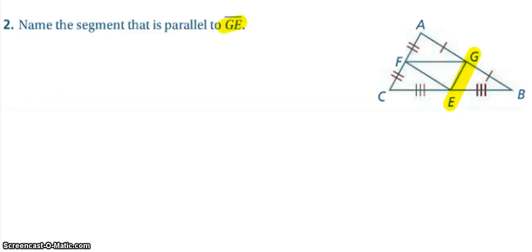So now we want to figure out what segment is parallel to GE. Pause the video for a moment and figure that out. Because this is the line connecting my midsegments, I go to the base of the triangle then and see that AC would be parallel to GE.